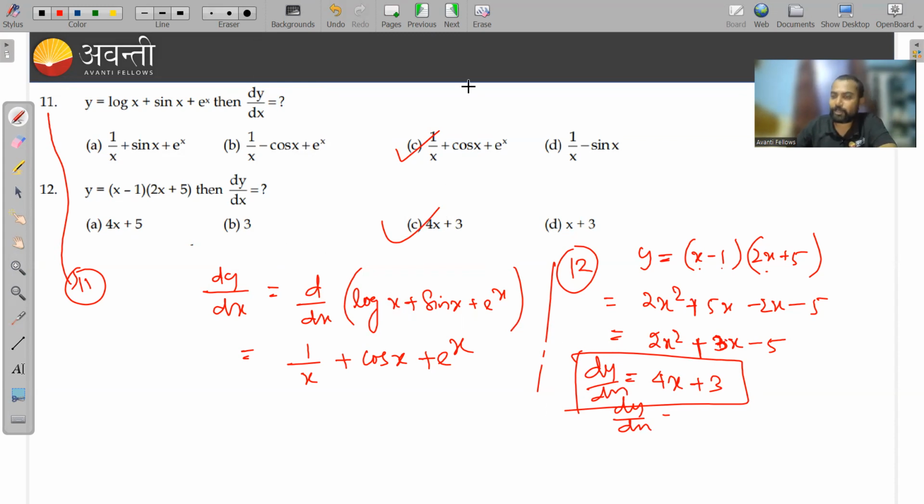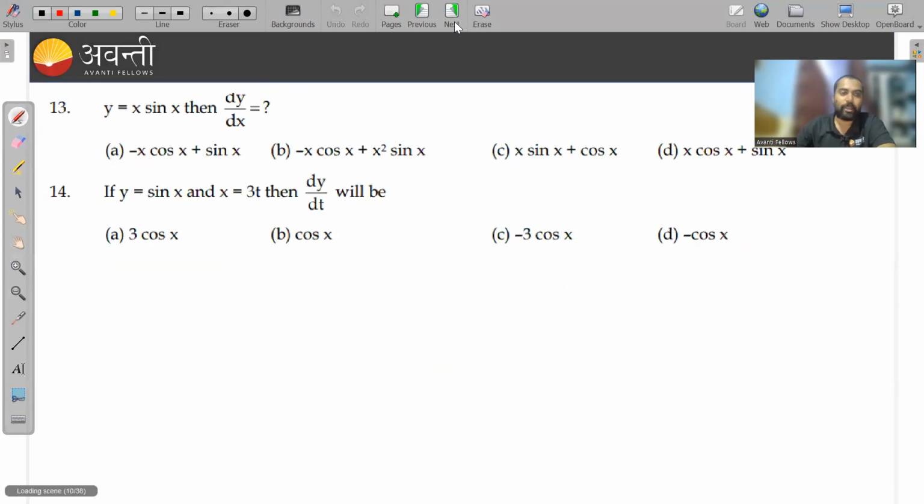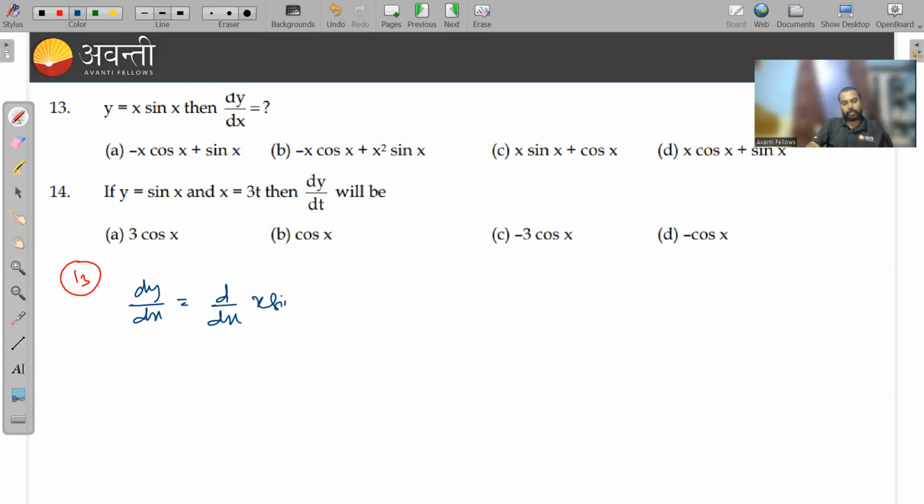I hope this is also clear to all. Very simple question. Okay, let's move to the next question here. Number 13, it is asking y is equal to x sin x is given. We need to find dy by dx. So we'll solve the 13th question. This is y is equal to x sin x is given. So we need to find dy by dx, that is dy by dx of x sin x.